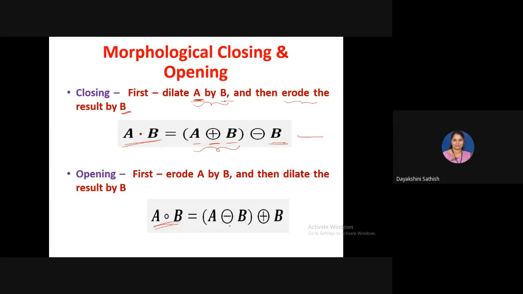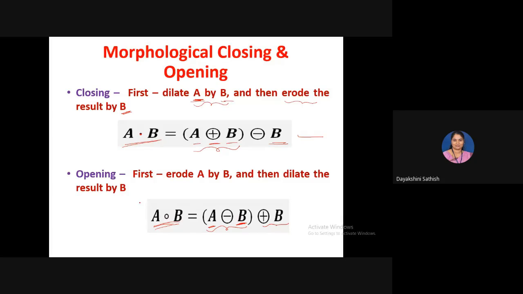So here what we are going to do, first the image has to be eroded with the structuring element B. Whatever result you get here, that result has to be dilated with the structuring element B. Then that operation is called the morphological opening operation.